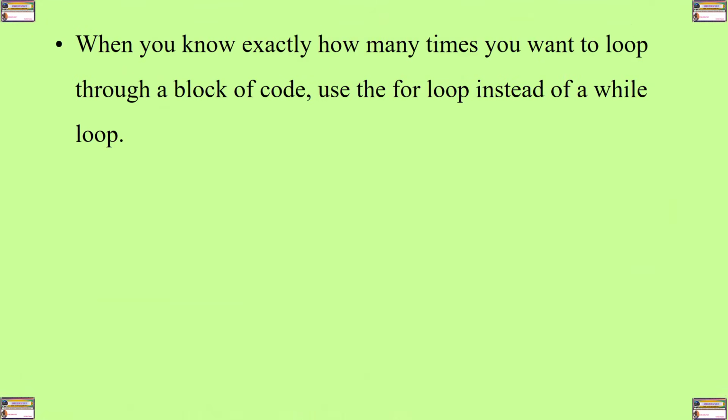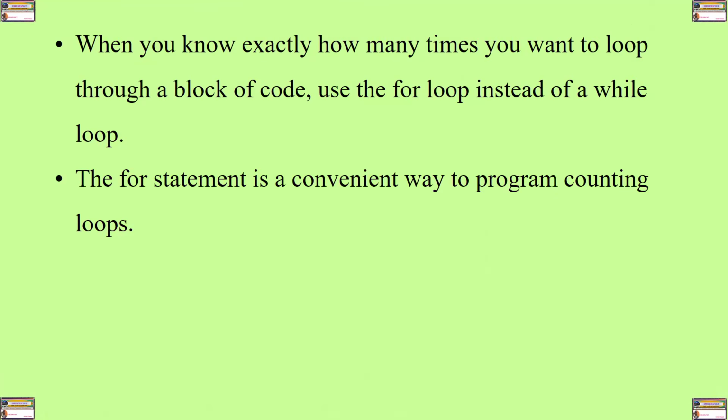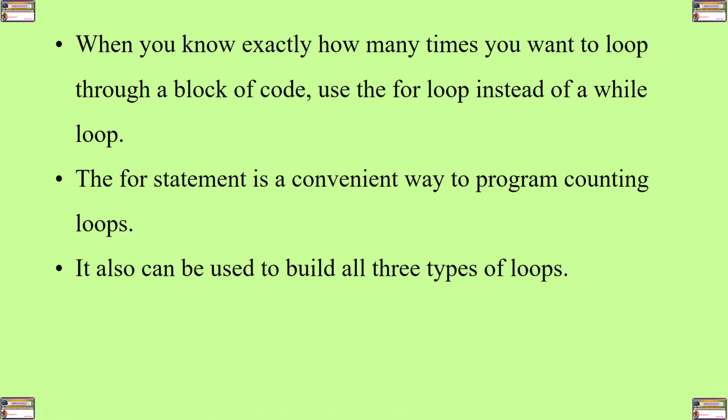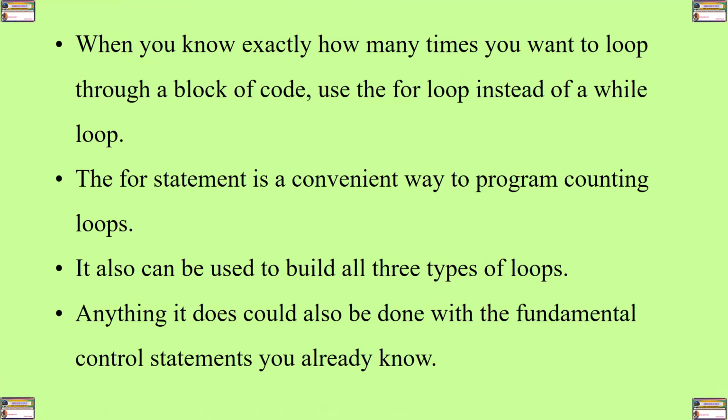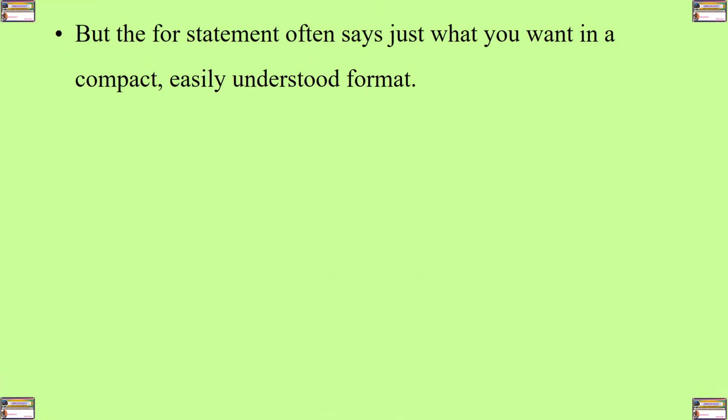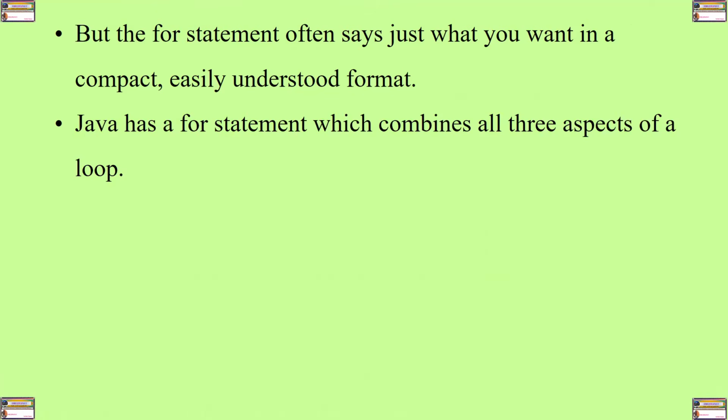When you know exactly how many times you want to loop through a block of code, you use the for loop instead of a while loop. The for statement is a convenient way to program counting loops. It can also be used to build all of the three types of loops. Anything it does could also be done with the fundamental control statements that you have already learned about in the previous presentations within this series. But the for statement often says just what you want in a compact, easily understood format.